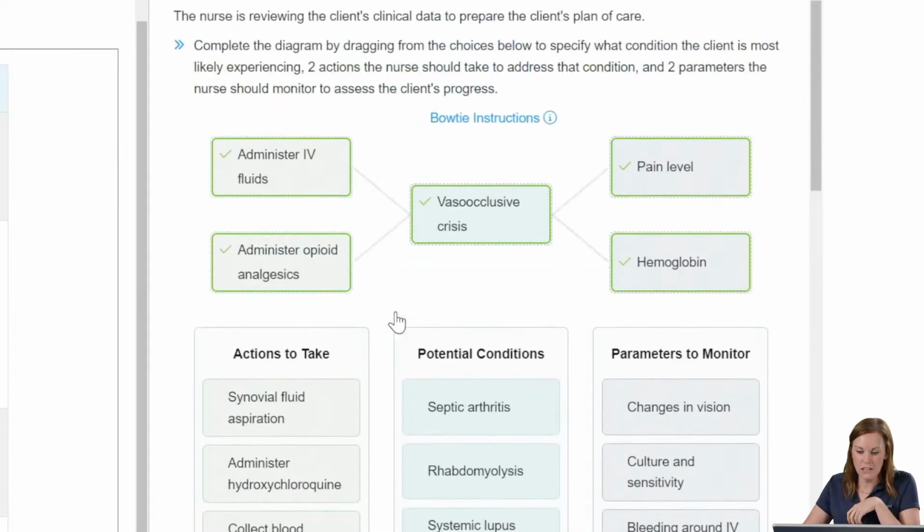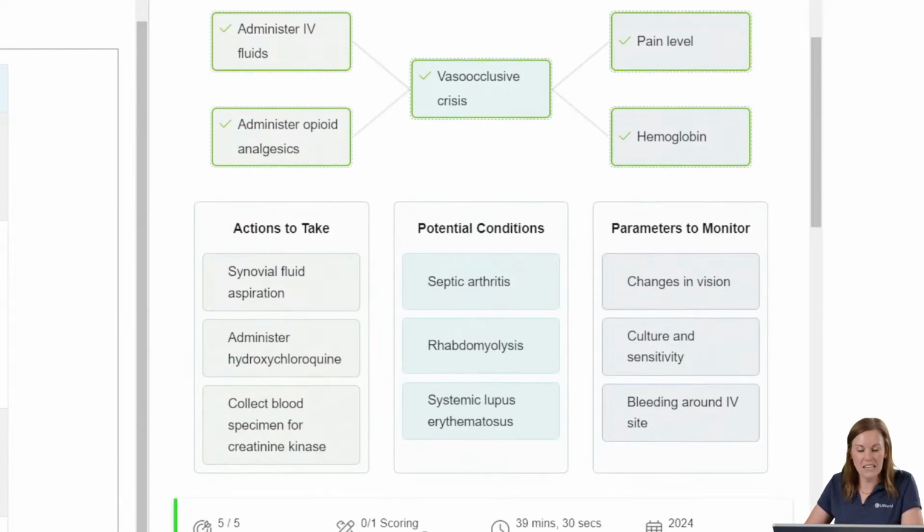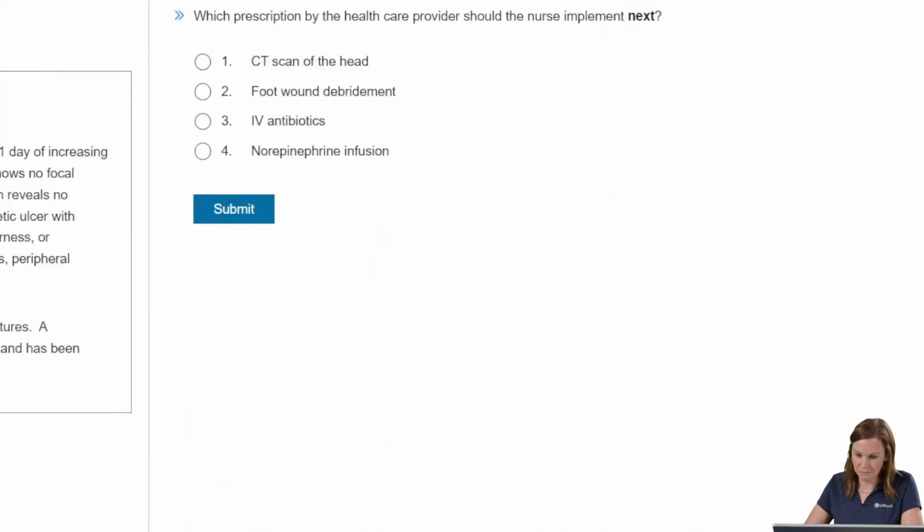Just again to refresh, this one was about sickle cell. Our correct answers were vaso-occlusive crisis was the condition we were experiencing. To manage it, we were giving fluids and opioids, and then we were monitoring pain and hemoglobin. So I hope that was helpful for you guys. We're going to move on to our next question.